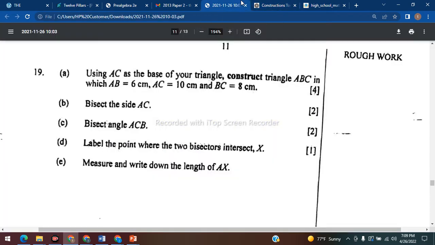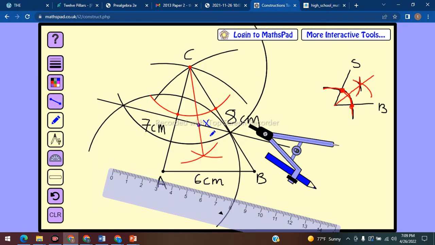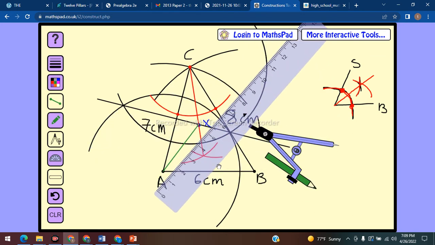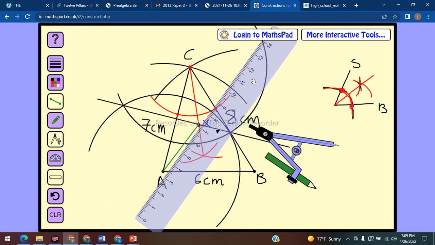All right. Label the point where the two bisectors meet X, and then they say measure and write down the length of AX. So AX is going to be the distance from A to X. So AX, I'm going to draw that in green. So that's the length from X to A. Good. So that's AX. So how long is that? How long is that? AX.